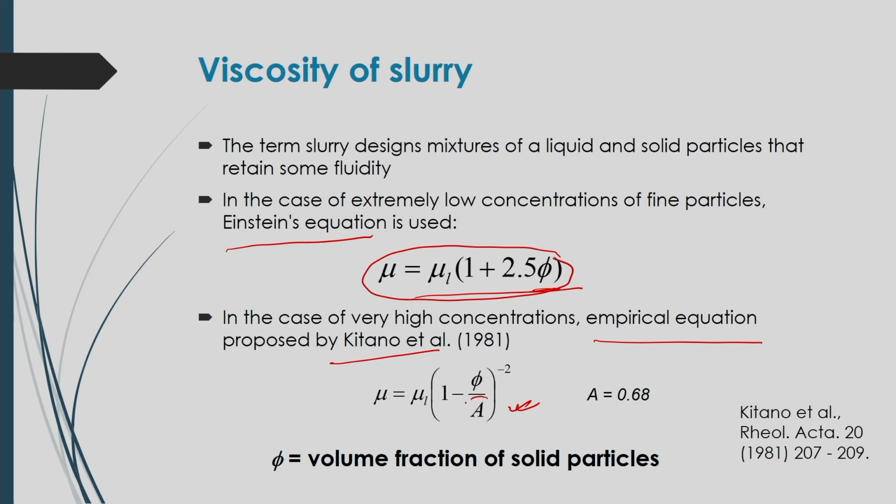In this case, A is an unknown parameter that depends on what type of solid particles you are using. If you are using simple sand particles or other fine particles, then this A value generally comes as 0.68. In this way you can calculate the viscosity of the slurry. This is one of the important process variables required for any process in a particular process unit.